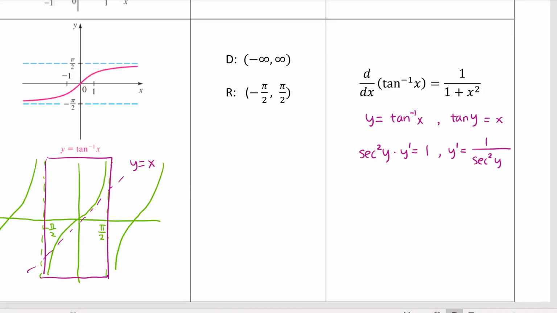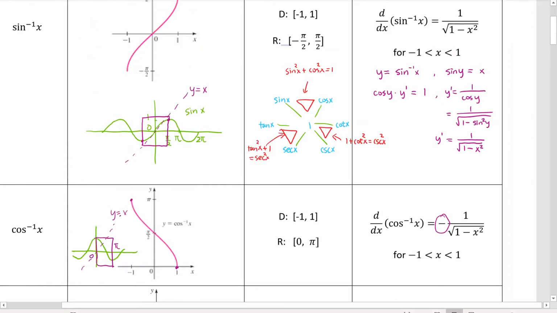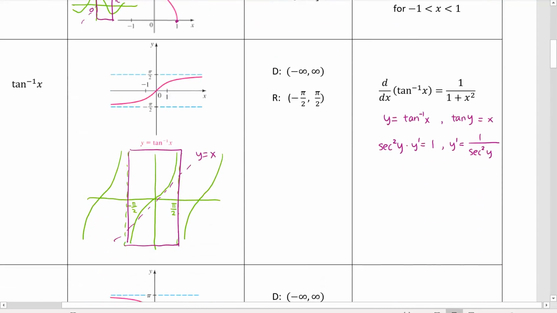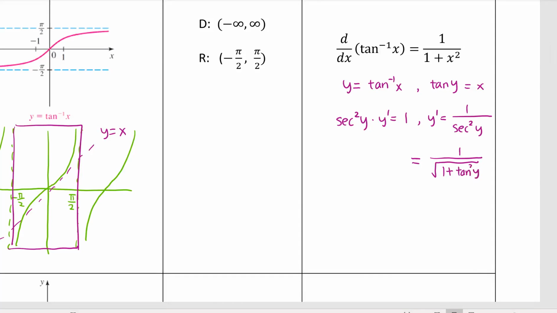And what is secant squared? If you go back and look at our picture, secant squared is actually 1 plus tangent squared. So that equals 1 over 1 plus tangent squared. You see, this is secant squared, so we don't need square roots. And tangent of y is x. So the derivative is 1 over 1 plus x squared.